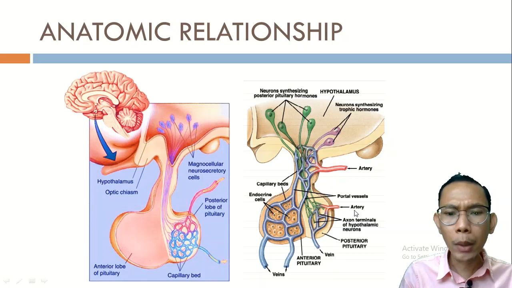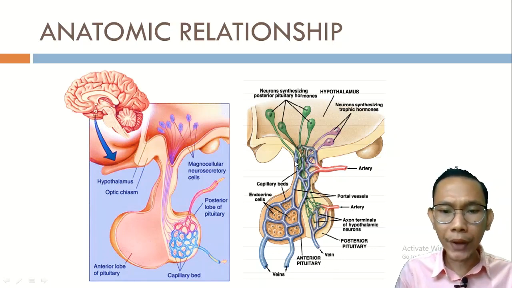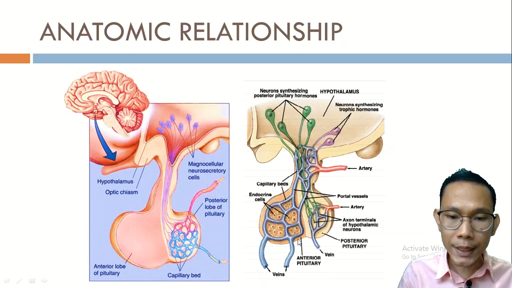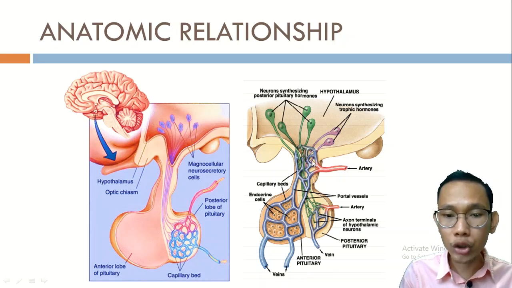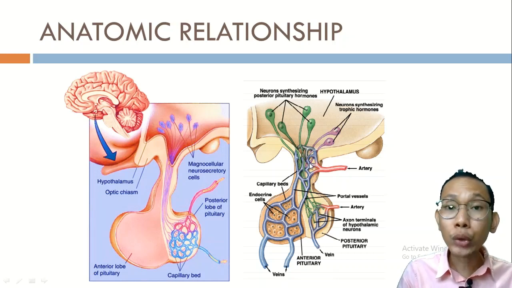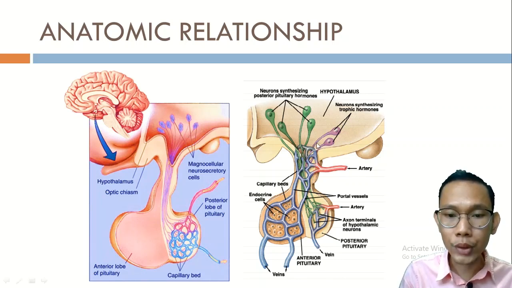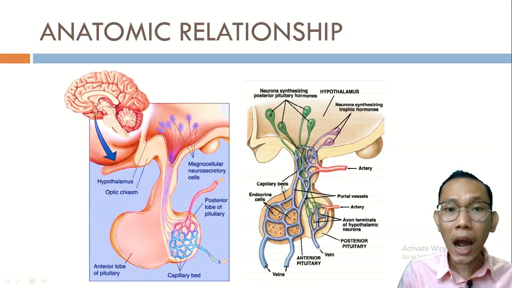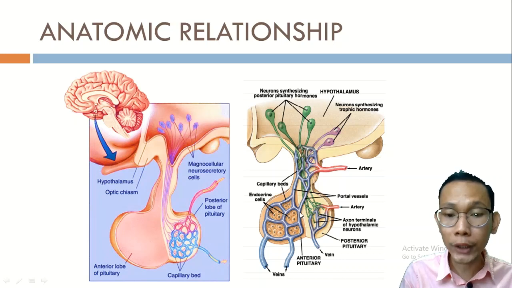Now, Doc, how about your blood vessels? For your blood vessels, as you can see here, there is a big bulk of blood vessels from your hypothalamus to your anterior pituitary. In short, they are connected. 80 to 90% of the blood vessels of your anterior pituitary gland come from your hypothalamus. This is what we term your hypothalamic hypophyseal portal system, or portal blood vessel. They are connected in terms of their blood supply.